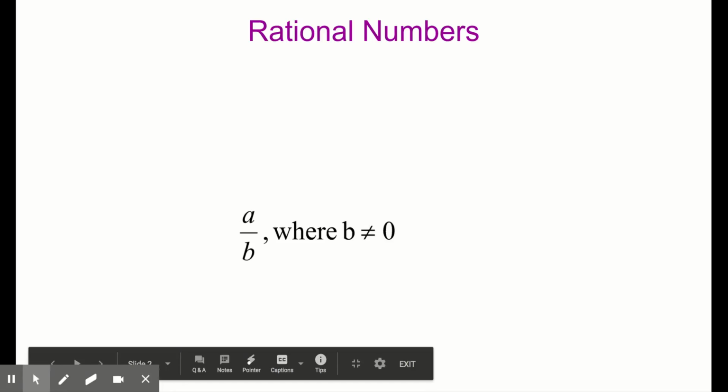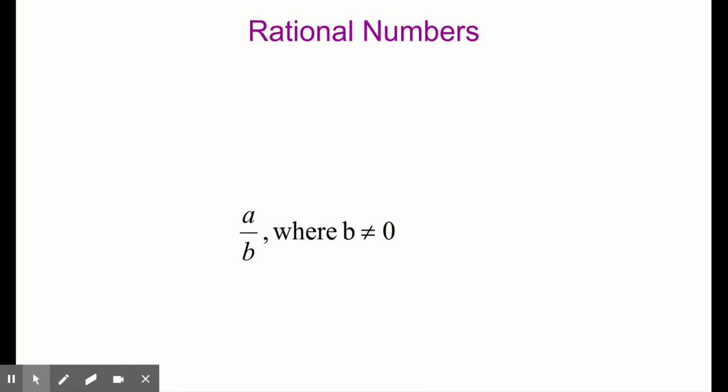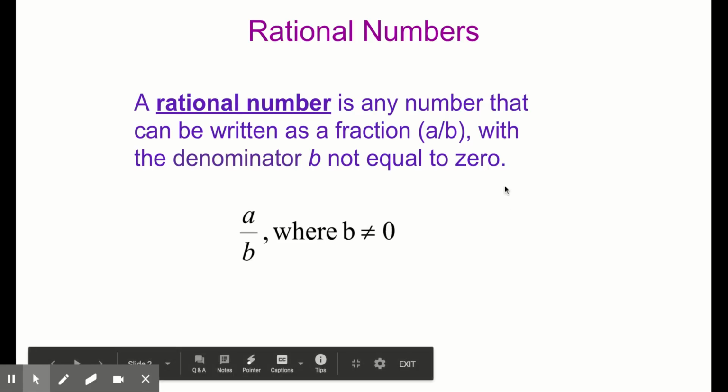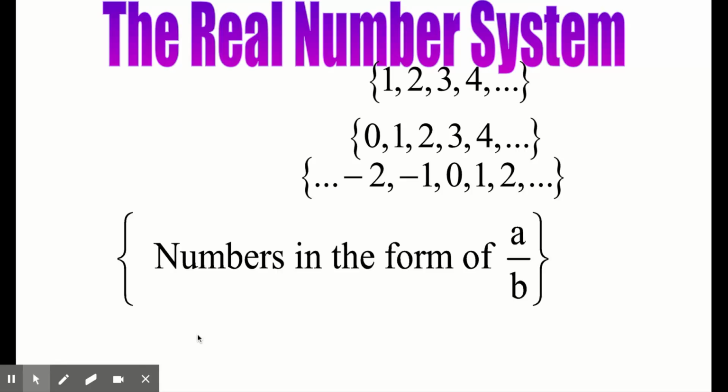So, rational numbers is where it could be a fraction and your denominator cannot equal 0. So a rational number is any number that can be written as a fraction. We're going to use A and B to represent our fraction, with the denominator B not equal to 0.